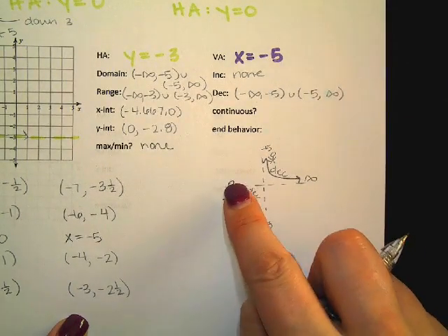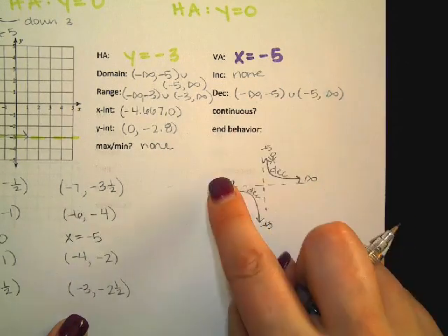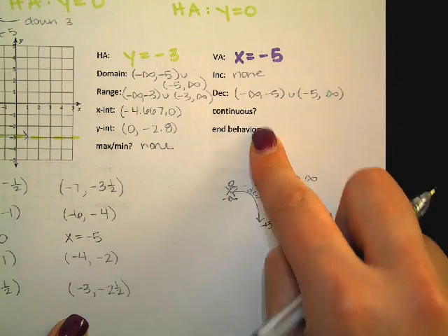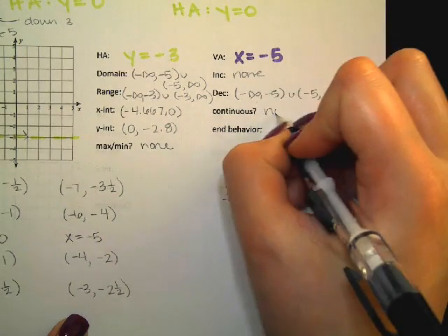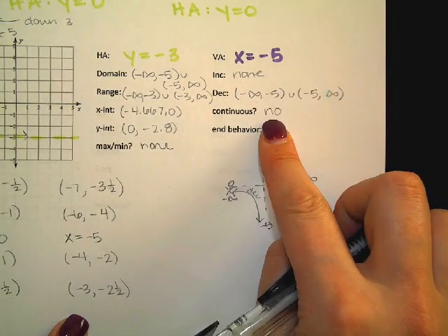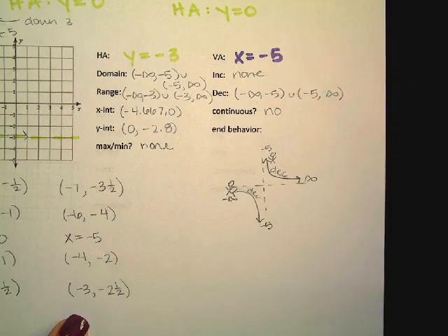Is the graph continuous? So can you trace it with your finger? I trace this one and then I have to pick my finger up to trace the other one. And so we're going to say no. These are never continuous. Never ever. You always have to pick up your finger to trace the two different pieces.